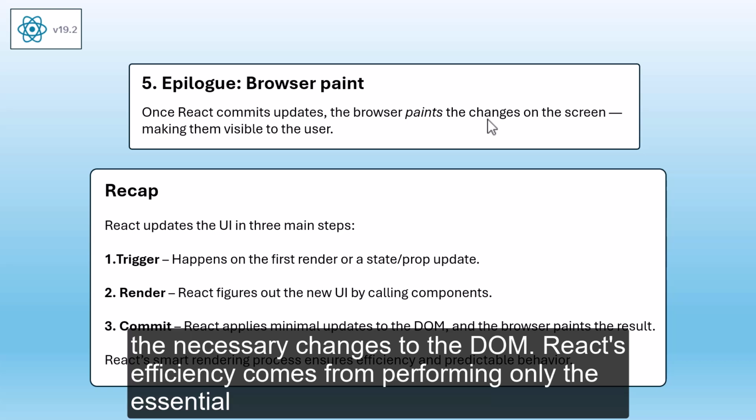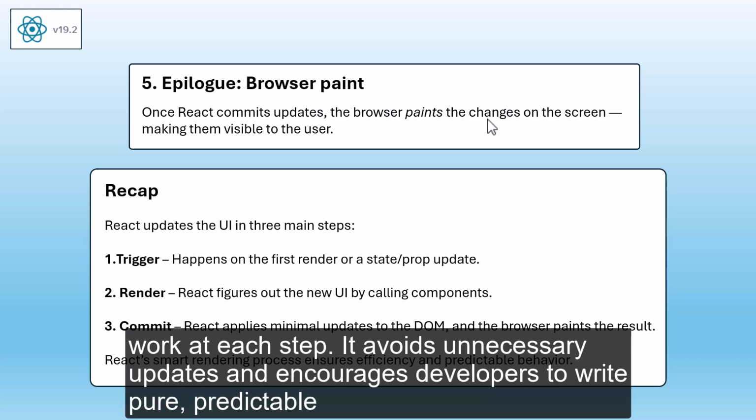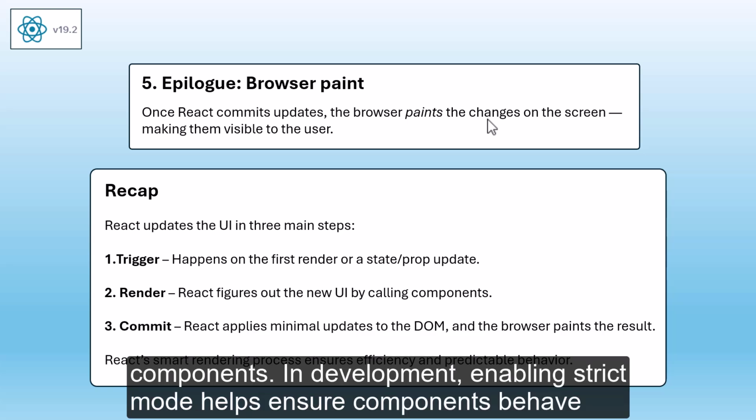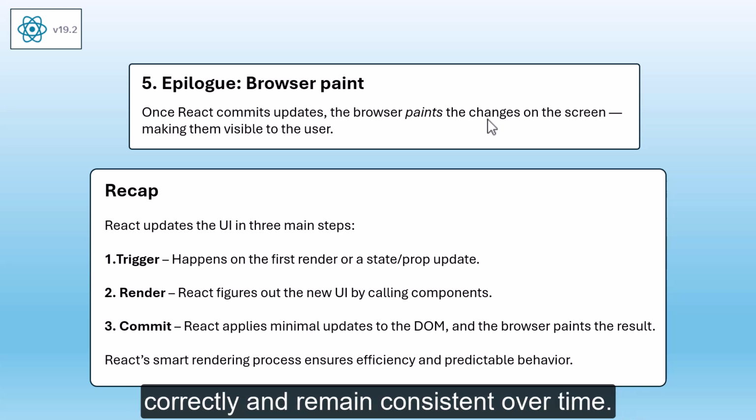React's efficiency comes from performing only the essential work at each step. It avoids unnecessary updates and encourages developers to write pure, predictable components. In development, enabling strict mode helps ensure components behave correctly and remain consistent over time.